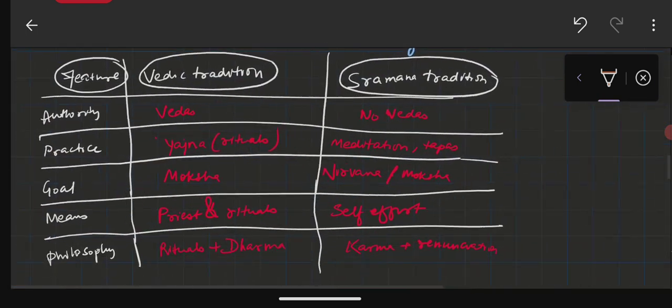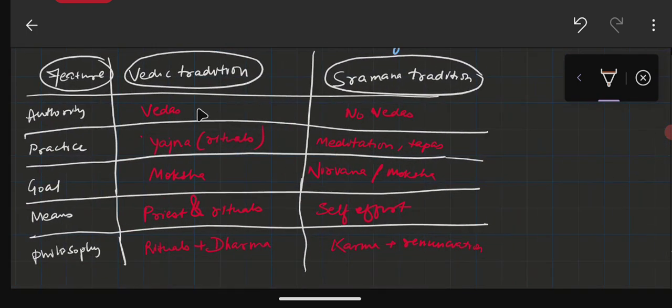Now let's understand this by drawing a table, and let's understand the difference between Vedic tradition and the Shraman tradition. See, in Vedic tradition, the authority lies with the Vedas, Rig Veda, Sam Veda, Atharva Veda, Yajur Veda. But in Shraman tradition, Vedas don't have any authority. Vedic tradition practices yajnas, those were the rituals. But in Shraman tradition, main focus is given on meditation and tapas. So just now I told you what is tapas. It is an extreme self-discipline that was seen especially in Buddhism and Jainism.